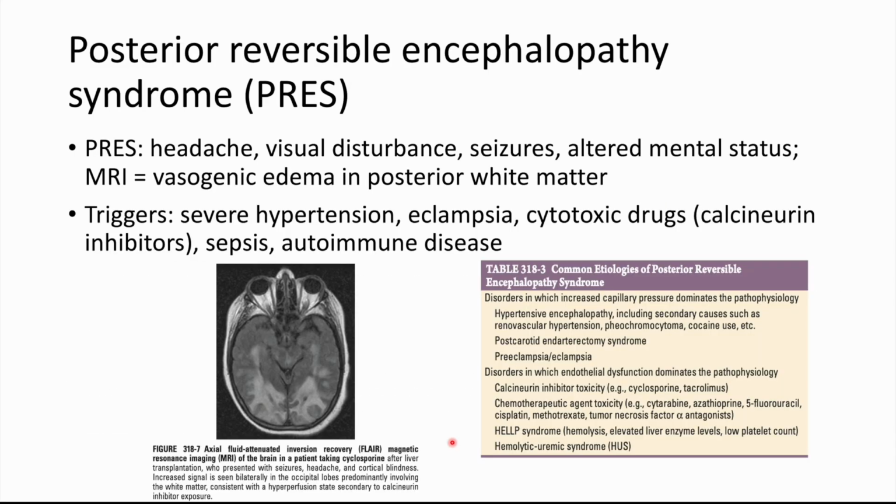Coming to posterior reversible encephalopathy syndrome, they have a headache, visual disturbances, seizures, altered mental status, then MRI shows a vasogenic edema in the posterior white matter. So common etiologies like hypertensive encephalopathy, then post-carotid endarterectomy syndrome, preeclampsia or eclampsia, or disorders due to drugs like calcineurin inhibitor toxicity, or chemotherapeutic agent toxicity, then HELLP syndrome, hemolytic uremic syndrome. These all are the triggers for posterior reversible encephalopathy.